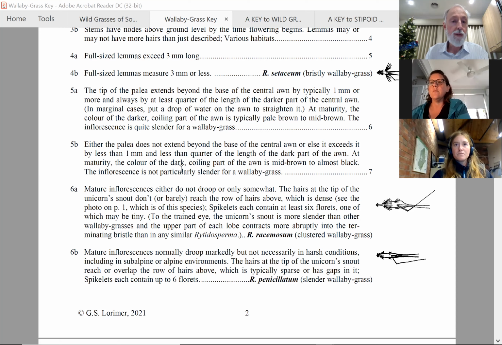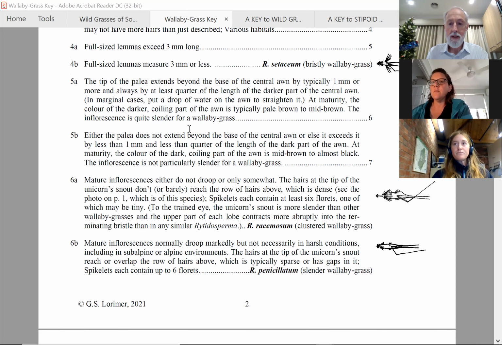And finally, it says the inflorescence is not particularly slender for a wallaby grass. And I think this is, although that's subjective. On balance, I'd have to go with 5A down to 6. Do you reckon you'd be able to get this far? Yeah, I'm seeing Maddie nodding there.